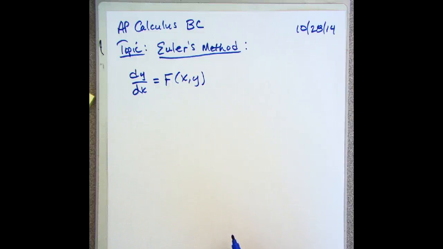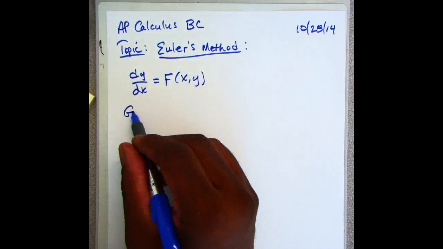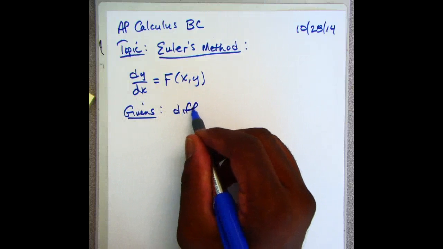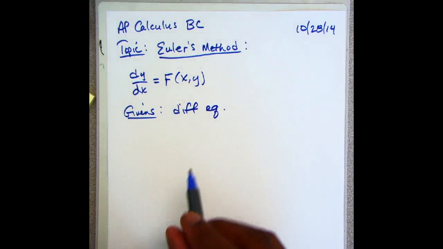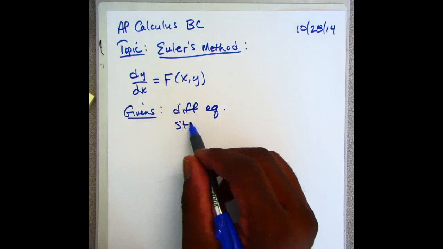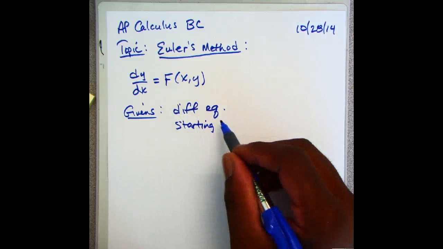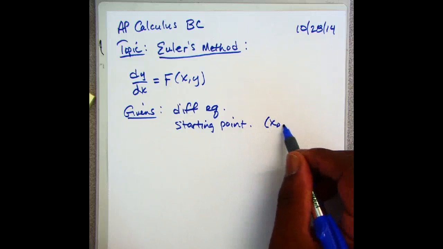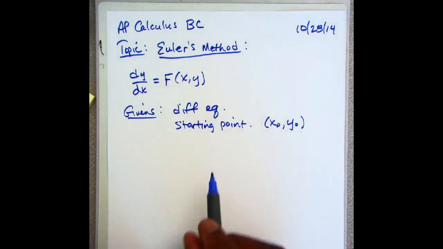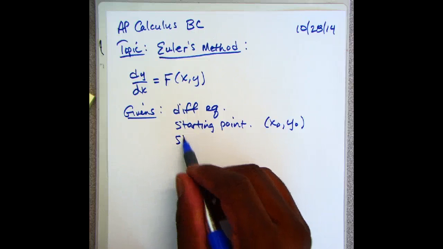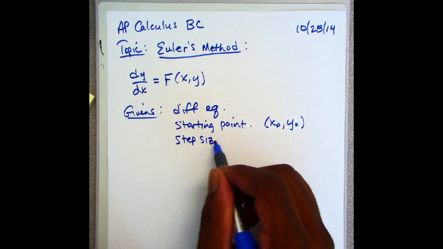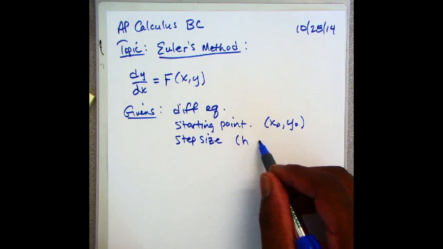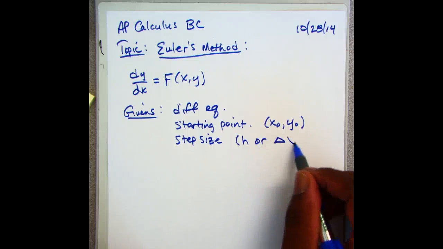Okay, a couple of givens that we need. One is that we do have the differential equation. Two is that we're going to have some starting point x0, y0. And three, we're going to have something that's called a step size. And the step size is usually noted as h or delta x.